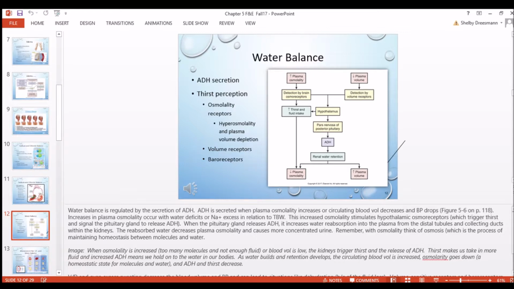So the water balance is regulated by ADH. ADH is secreted when plasma osmolality increases or circulating blood volume decreases.